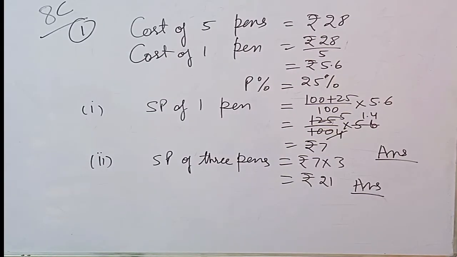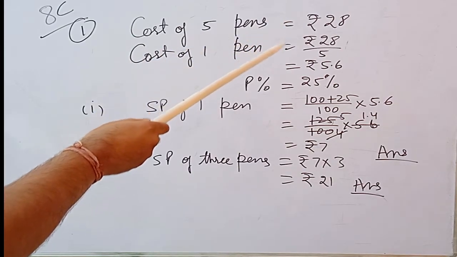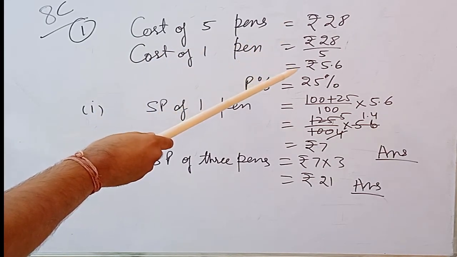Taking question number 1, exercise 8C, in which a stationer buys pens at 5 for rupees 28 and sells them at a profit of 25%. How much should a customer pay if he buys only one pen and only 3 pens? So what we have: first write down cost of 5 pens equal to rupees 28, cost of 1 pen equal to rupees 28 upon 5, that is rupees 5.6.